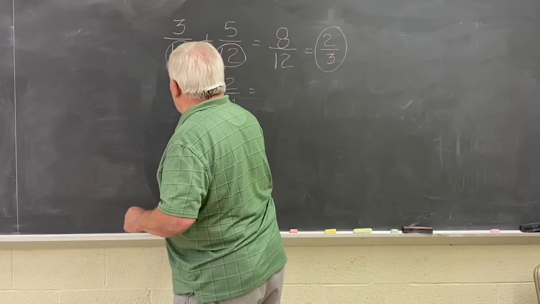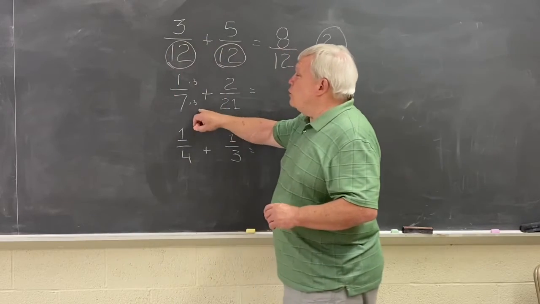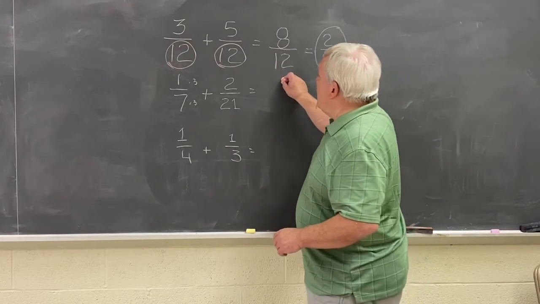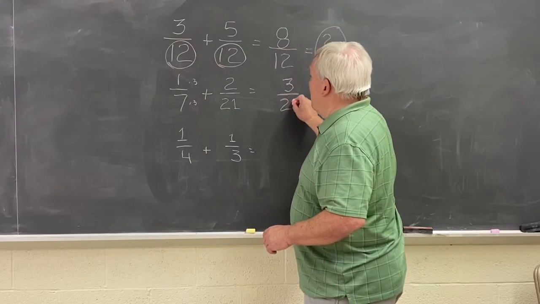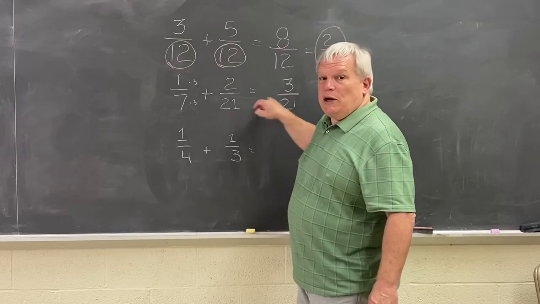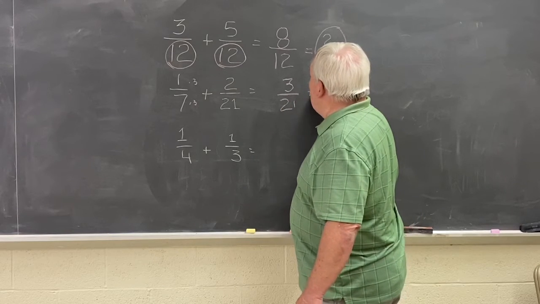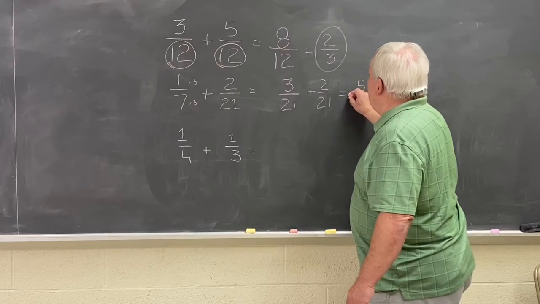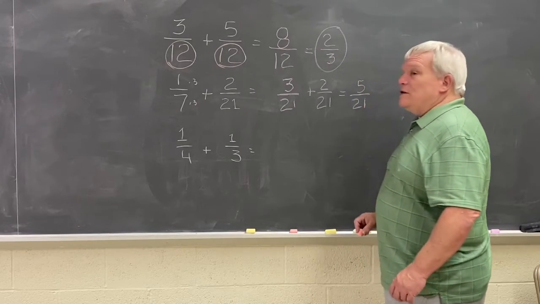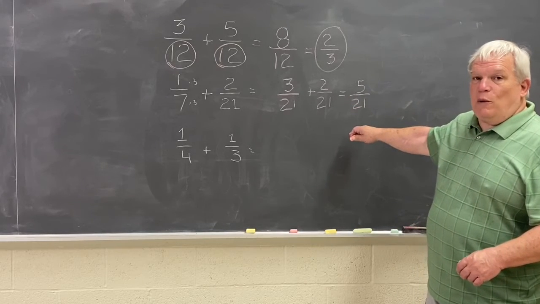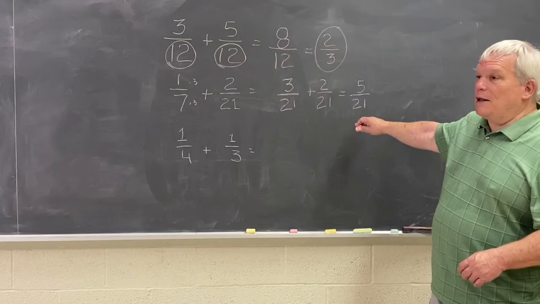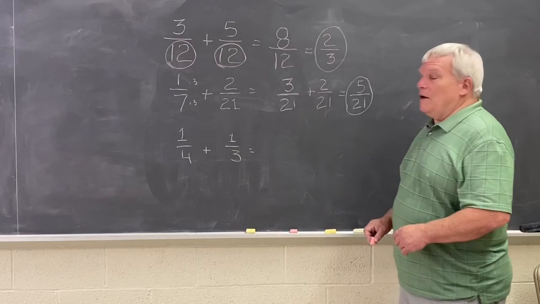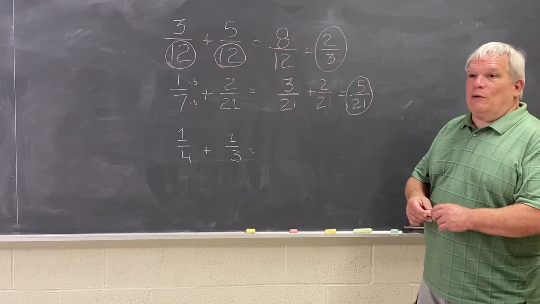So I'm going to put a little 3 down here. To get 1/7 to 21sts, I have to multiply the 1 by 3. So I end up with 3/21, because 1 times 3 is 3, and 7 times 3 is 21, plus 2/21. When I add them together, I get 5/21. Is there any number that goes into both 5 and 21? No, not that I can think of. So your answer is 5/21. Any question about that one, because that's a little more difficult?